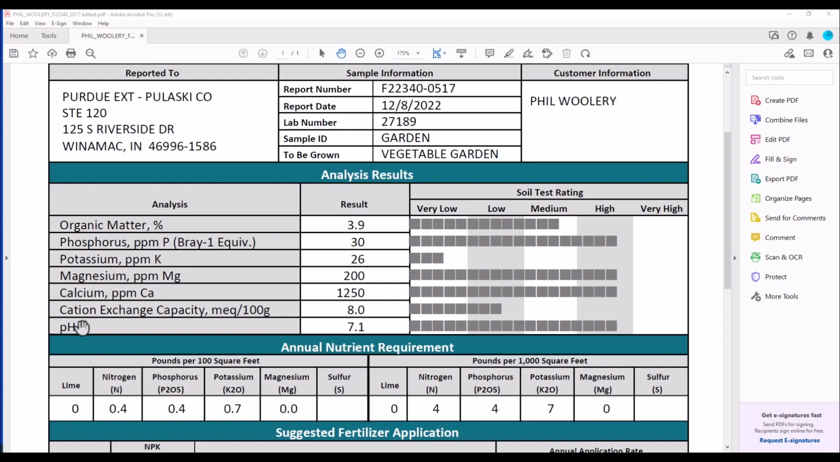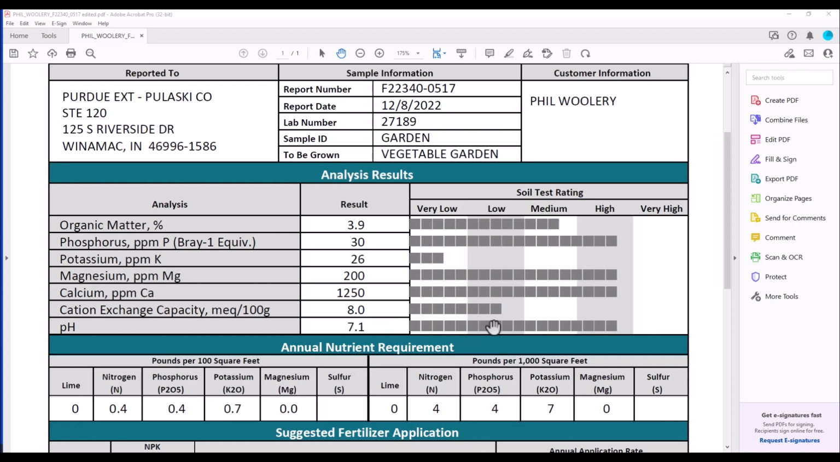The next is soil pH, and this is listed as 7.1. pH is a measure of how acidic or basic a soil is. At 7 is neutral, above that is basic, and below is acidic. Soil pH can affect some different nutrient availabilities in the soil.